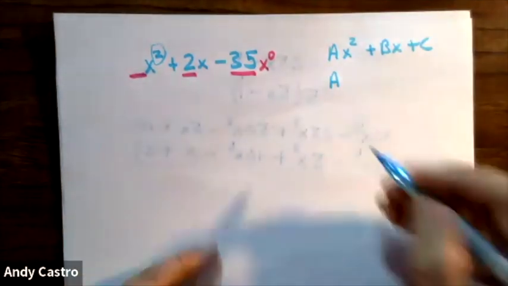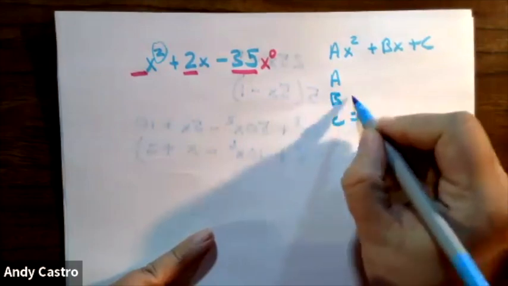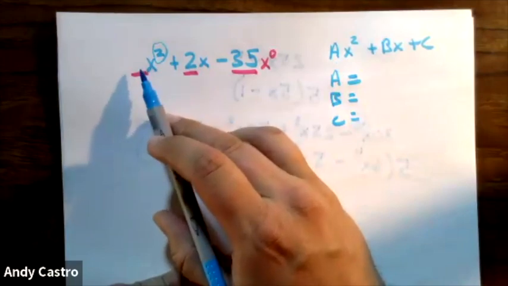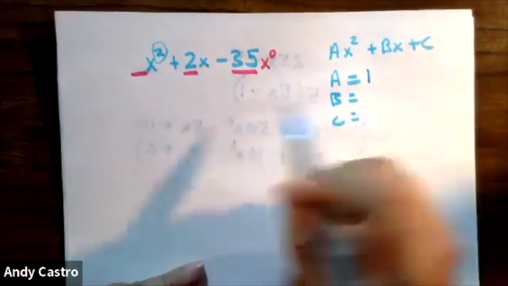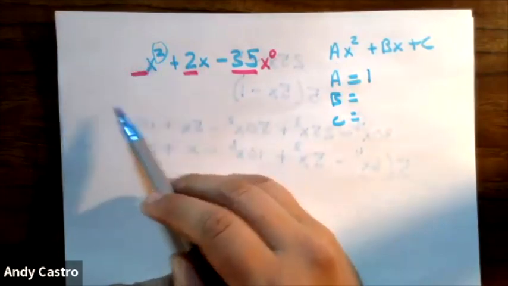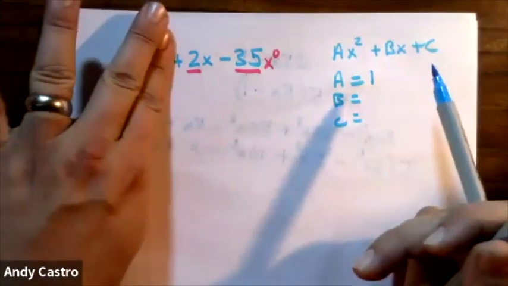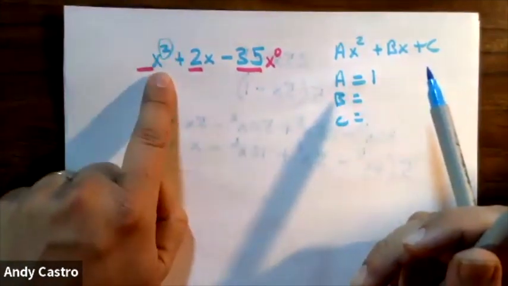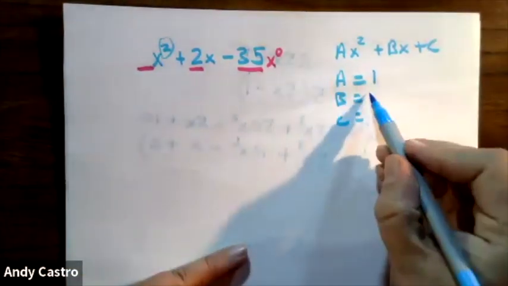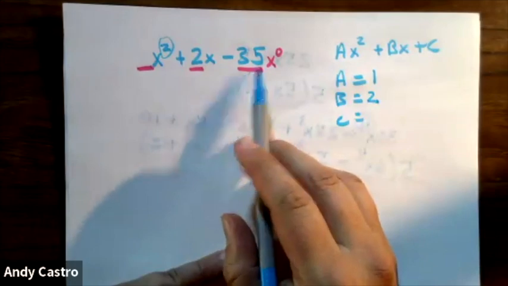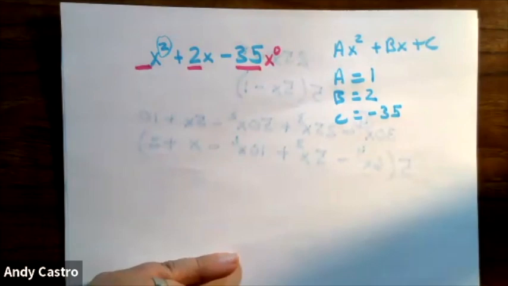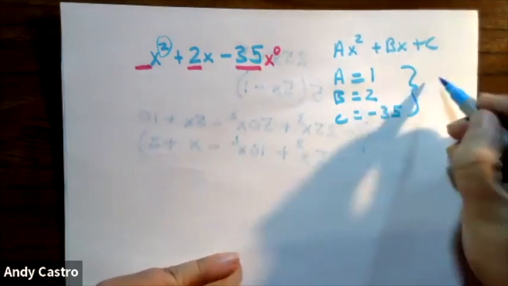But here we have a, b, and c. So what are my coefficients? A, there is no number there. There actually is. That's a number 1. 1 times x squared is x squared. If that was 0, 0 times x squared, there would be nothing. You would have 2x minus 35. But you don't. You have an x squared. That's because there's a 1 in front of it. All right, then my b is 2, and my c is negative 35. Those are my coefficients.